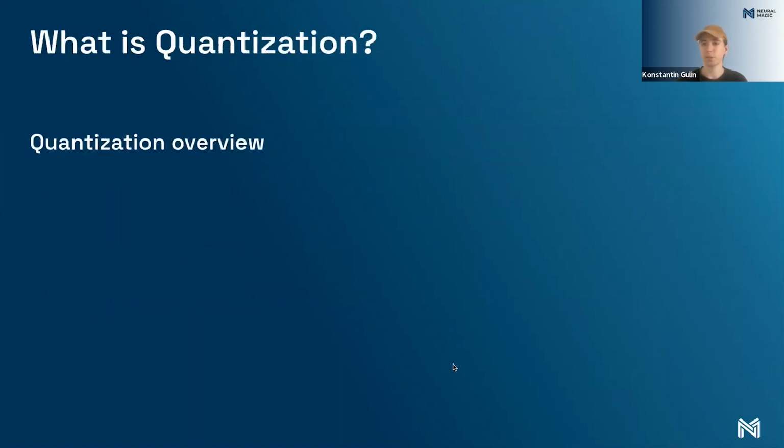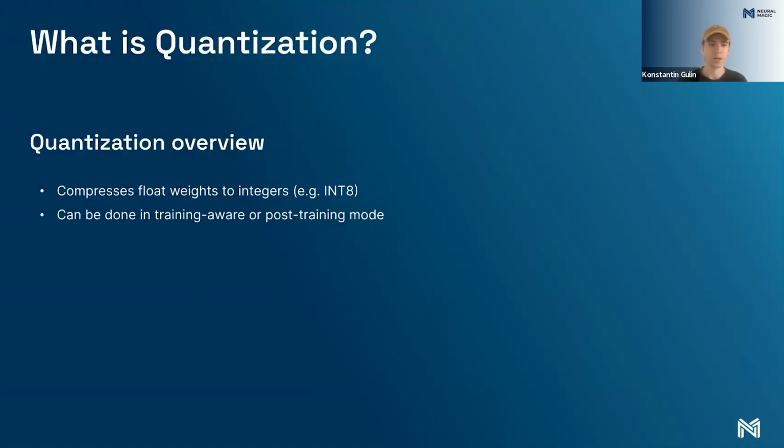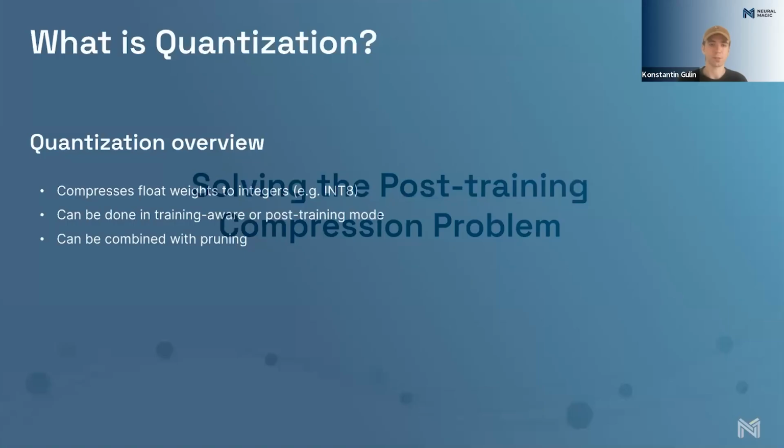So also a quick quantization overview. Quantization is basically converting your high precision weights, whether they're FP32 or FP16, to int8. And just like pruning, it can be done in a training aware or post-training method. It can also be combined with pruning, and typically our best results combine both of these. So we prune a model to high sparsity and then try to quantize at the end in a lossless way.